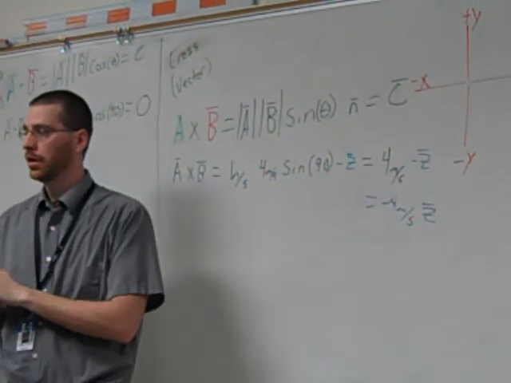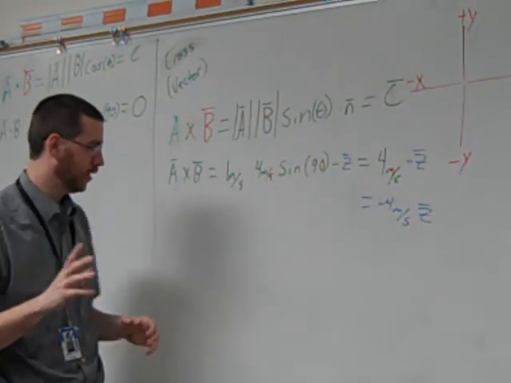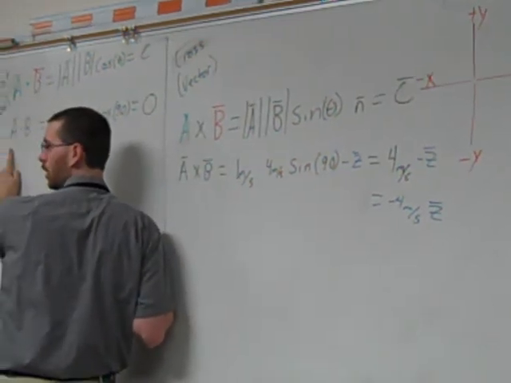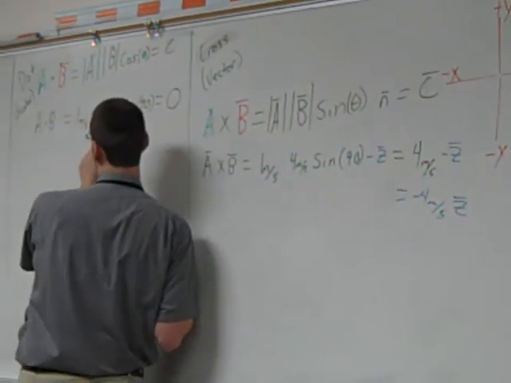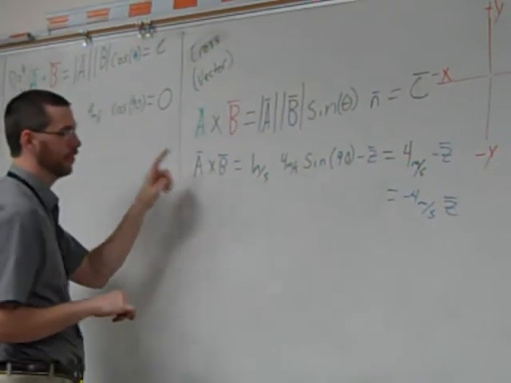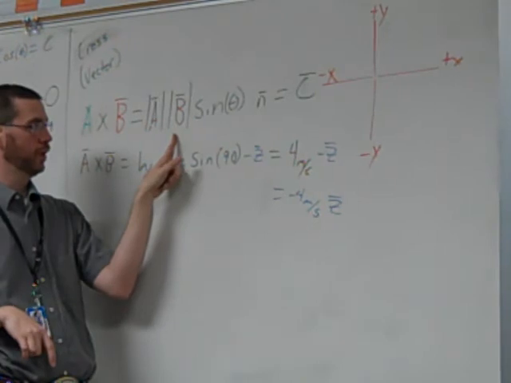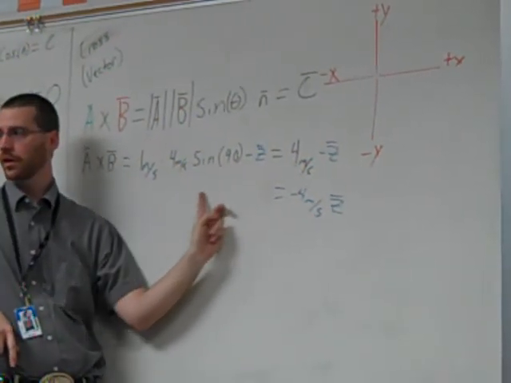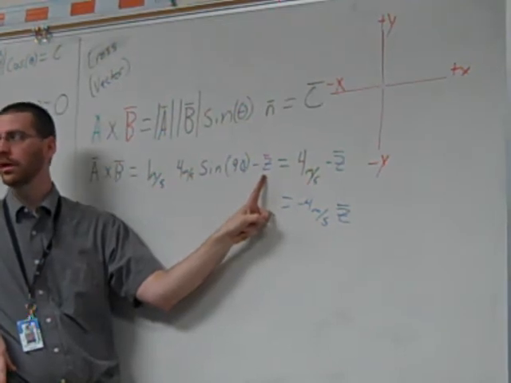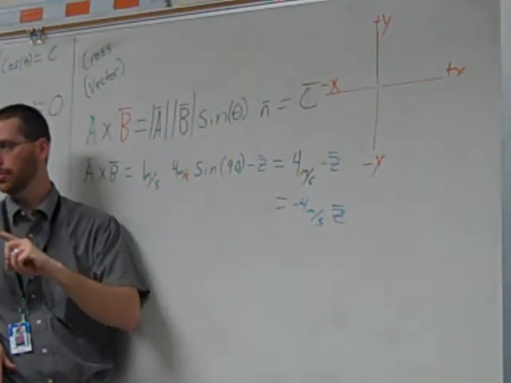Alright, so I want to show y'all something here. Did it matter if I did A dot B or B dot A? No. Because if I did 4 times 1 times the cosine of 90, I still get 0, right? Does it matter if I do 4 times 1 times the sine of 90? Does that change anything here? No. But does it change anything here? It does. Order matters in cross product.